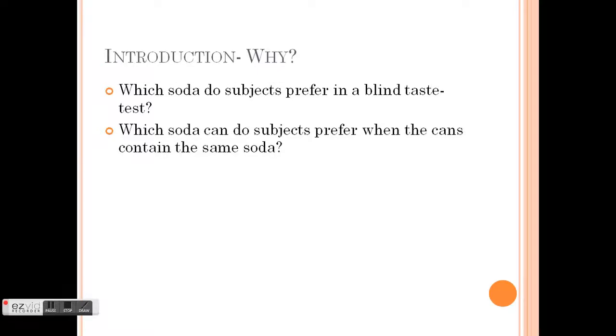This experiment was conducted in an effort to learn more about consumer preferences regarding the two sodas, Sprite and Shasta Twist. In order to learn more about preferences, we focused our experiment on two main questions. The first question was, which soda do subjects prefer in a blind taste test? The second question, which soda do subjects prefer when the cans contain the same soda? These two questions helped to formulate our experiment. In order to answer both questions, we conducted two different taste tests.